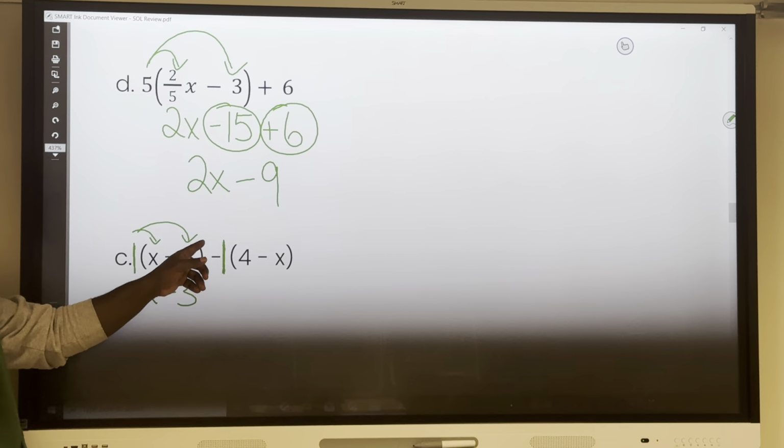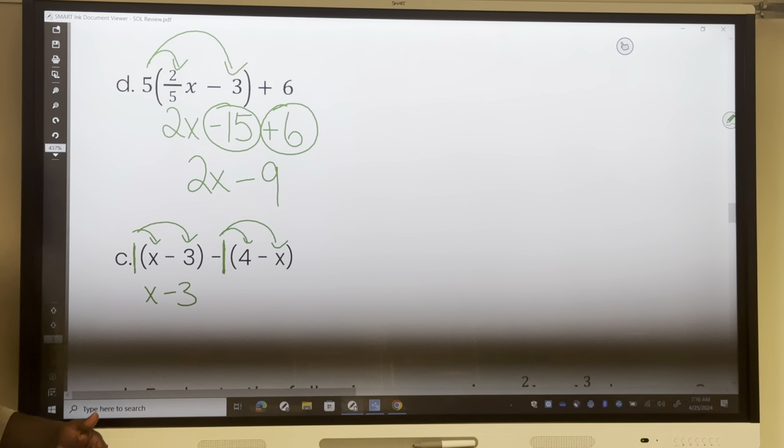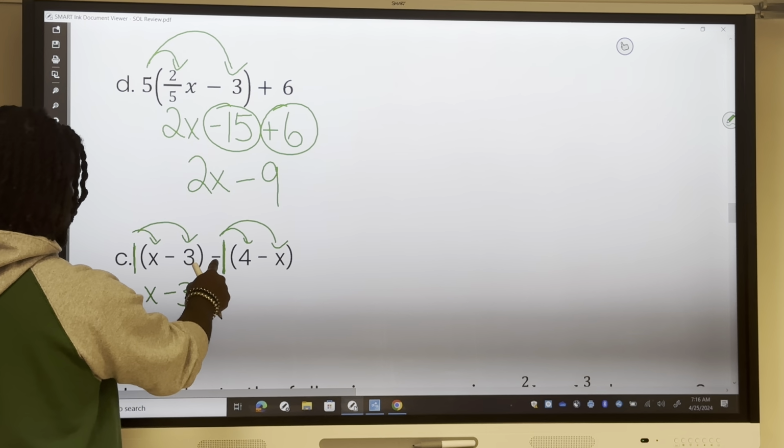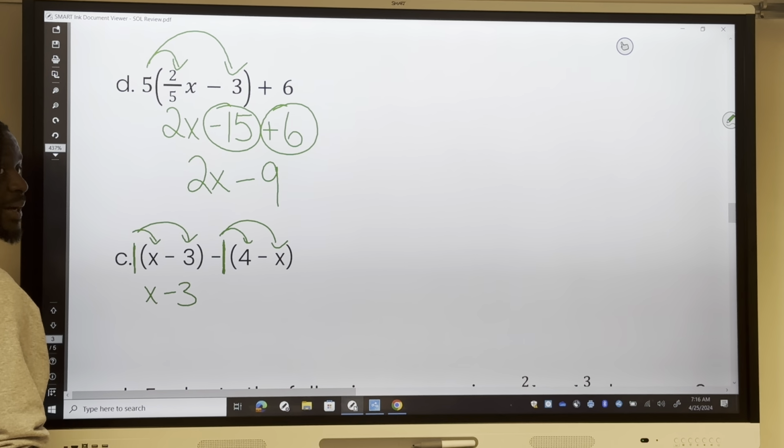But when I distribute this negative 1, now it's going to change the sign of these numbers. So I'm taking this negative 1 and multiplying it by 4, and I'm taking negative 1 and multiplying it by negative x.